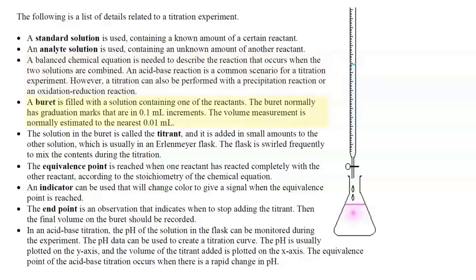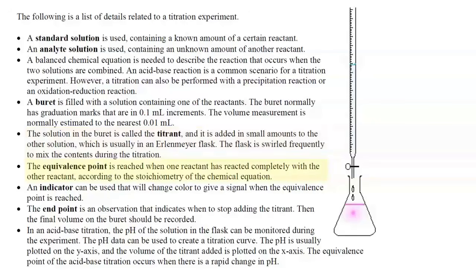A buret, which is that long piece of glassware you see in the diagram on the right, is filled with a solution containing one of the reactants. The buret normally has graduation marks that are in 0.1 milliliter increments. The volume measurement is normally estimated to the nearest 0.01 milliliters. The solution in the buret is called the titrant, and it is added in small amounts to the other solution, which is usually in an Erlenmeyer flask. The flask is swirled frequently to mix the contents during the titration.